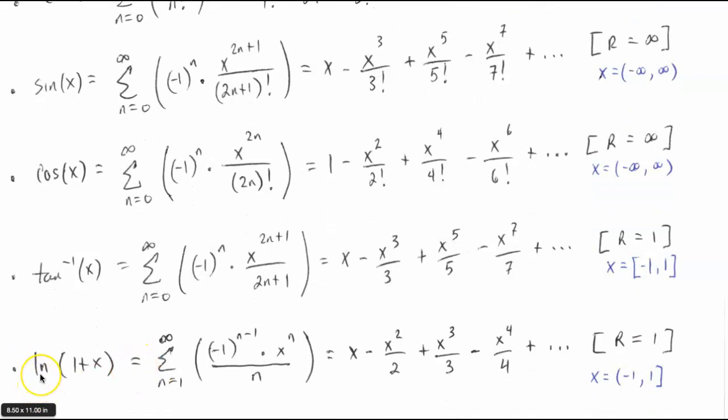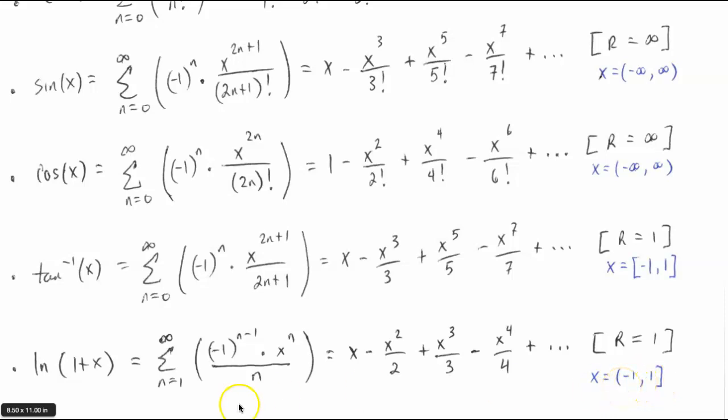So we also have natural log of 1 plus x. We see that that's just the summation where n is equal to 1 of -1 raised to the n minus 1 times x raised to the n all over n. Our radius of convergence is 1. And for this one, we see that we choose values of x in between -1 and 1. We include +1, but we exclude -1.